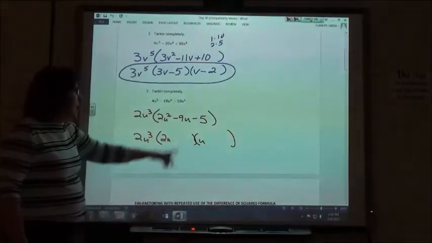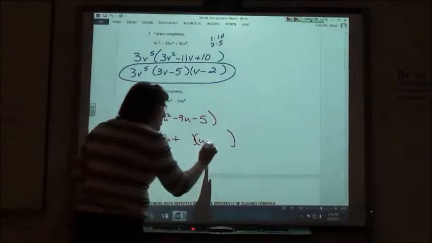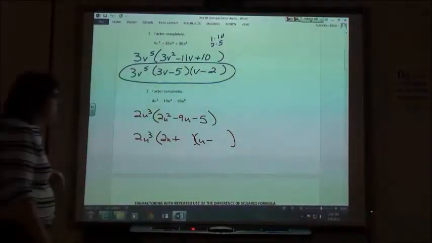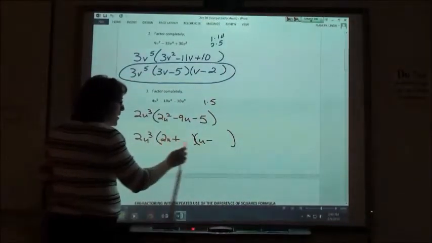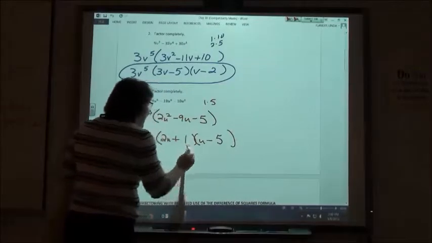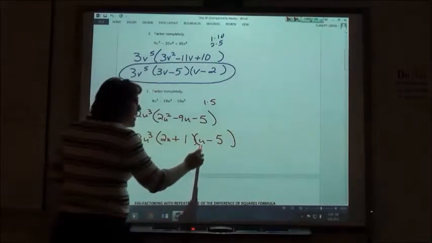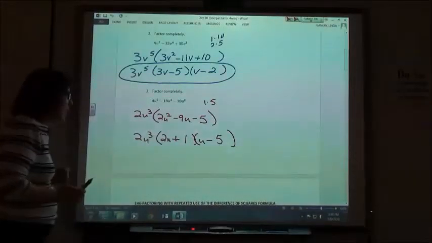My signs. The end is negative. I know I have 1 plus and 1 minus. I don't know what order. I'm just going to guess. Factors of 5. 1 and 5 is the only way I'm going to get 5. So 2 times negative 5 would be negative 10. Negative 10 plus the 1u in the middle, sure enough, adds up to the negative 9.